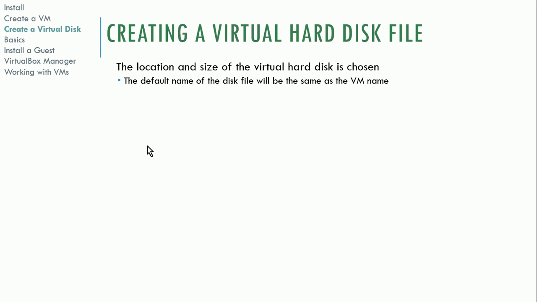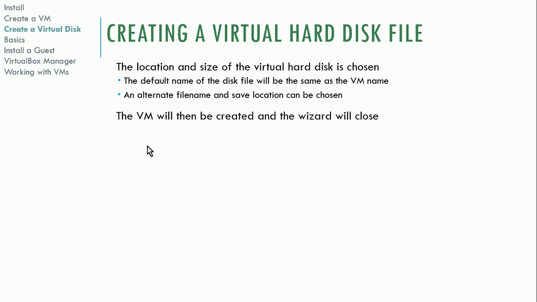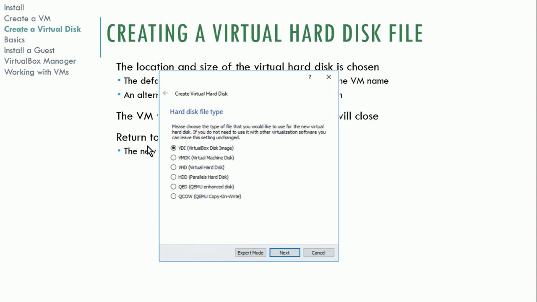So the default name of the disk is going to be the same as the VM name, but you could change it if you want. But by default, it'll be the same. And there's also a default location, but you could choose a different location if you don't want it to be in the default location for VirtualBox. All right, then as soon as you create the disk, your VM will be created, the wizard closes, and it's going to return you to the VirtualBox manager. And the VM will now be in the list.